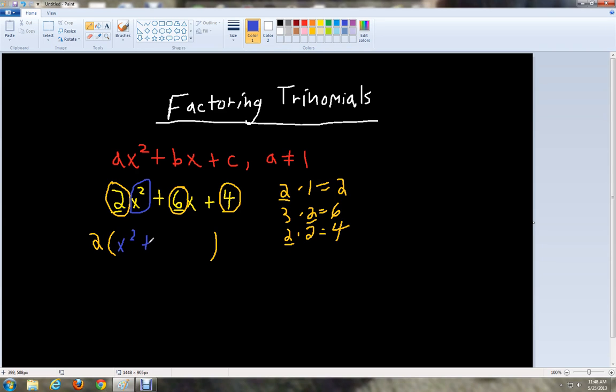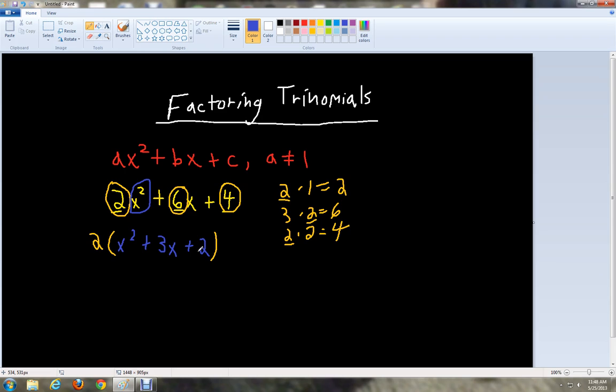And then plus, I think about what 2 times what is 6x. So I know that 2 times 3 is 6, so I have 3. And then I just attach x next to it. So I know 2 times 3x is 6x. And then plus 2 times what is 4? Well, that's 2, right? 2 times 2 is 4. So I have 2 times the quantity x squared plus 3x plus 2.